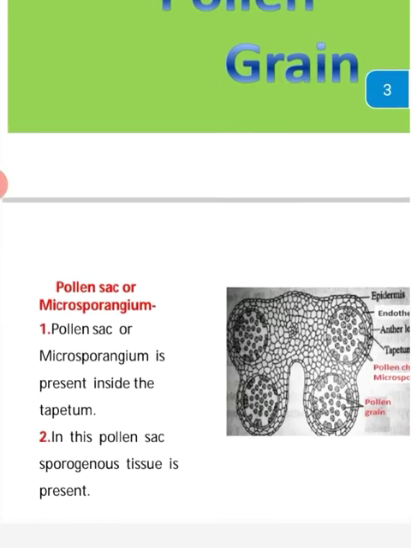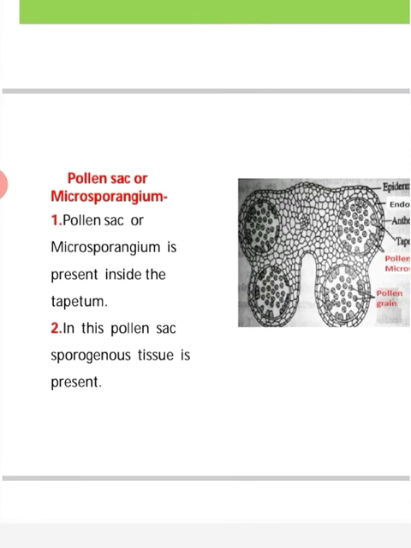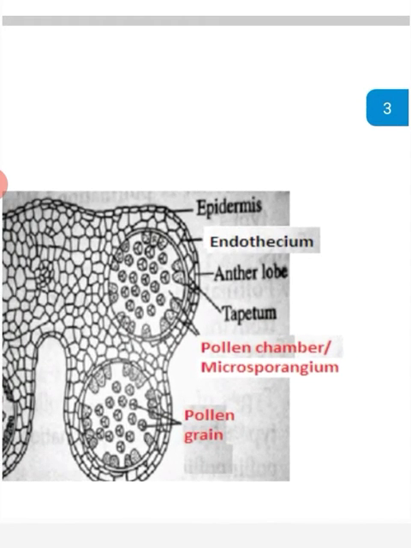Pollen grain, pollen sac or a macrosporangium. Pollen sac or macrosporangium is present inside the tapetum. Last time we discussed the structure of anther wall.